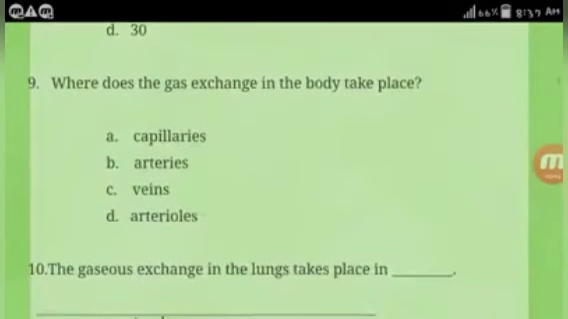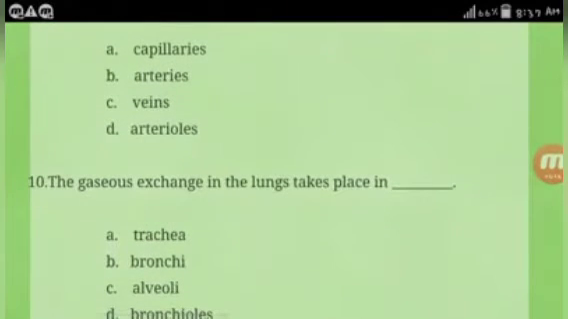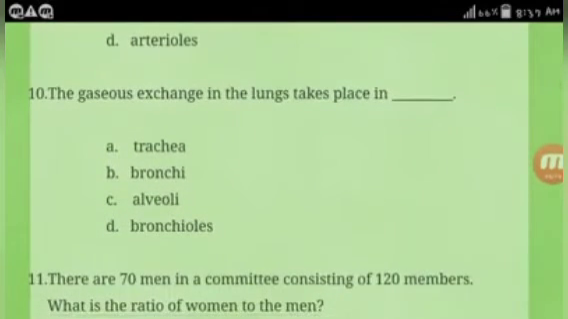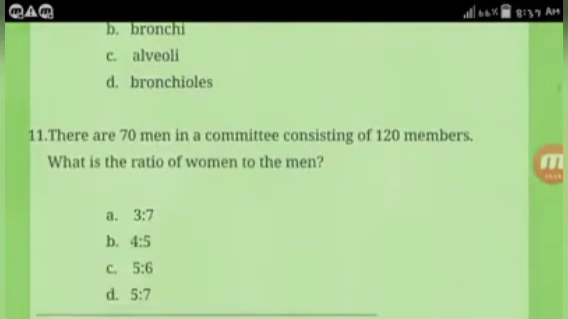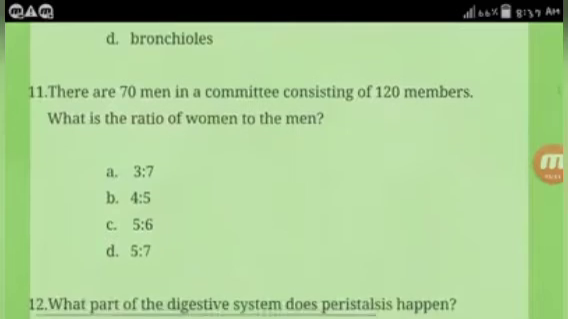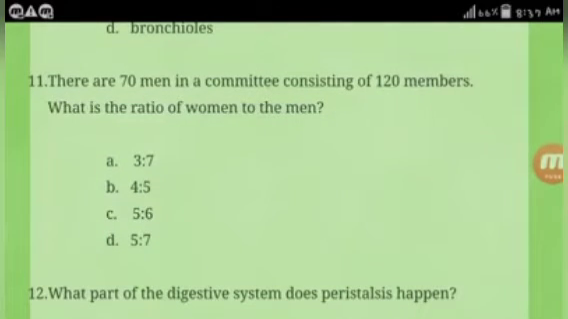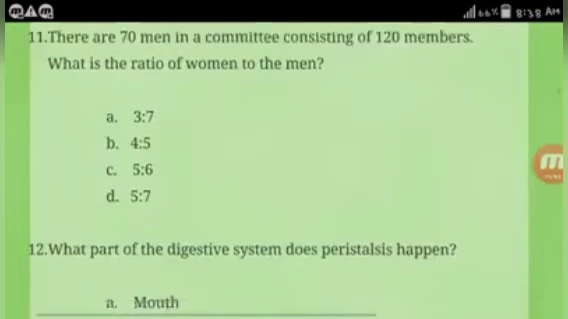Okay, letter C. Number 9, where does the gas exchange in the body take place? As I told you, in the body, it's in capillaries. Okay, gaseous exchange. Number 10, where the gaseous exchange in the lungs takes place? In the alveoli, or the tiny air sacs. Okay, the answer there is letter C. Number 11, there are 70 men in the committee consisting of 120 members. What is the ratio of women to men? As you notice, the total is 120, so minus 70, that's 50. So we have 50 women to 70 men. So 50 is to 70, and making it into simplest form, we have 5 to 7, which is letter D.